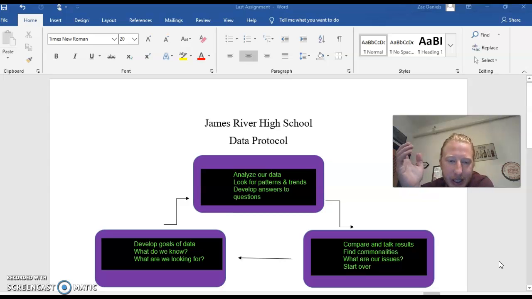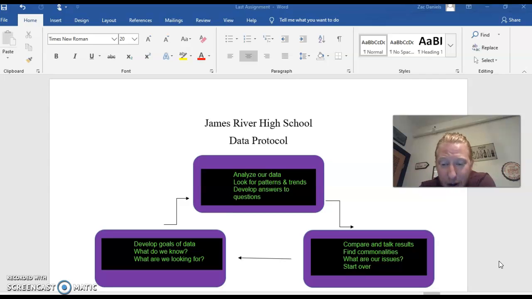When we look at all this, obviously we start all the way on the left. We have developing goals of data. We want to know what do we know and what are we looking for. Very straightforward, very obvious. And then we move up, we have to analyze the data that we collected. We have to look for patterns and trends, and then we have to develop answers to our questions. So our questions are, what do we know, what are we looking for?